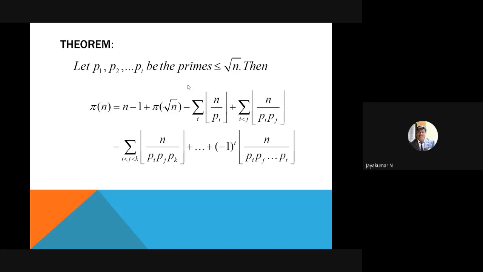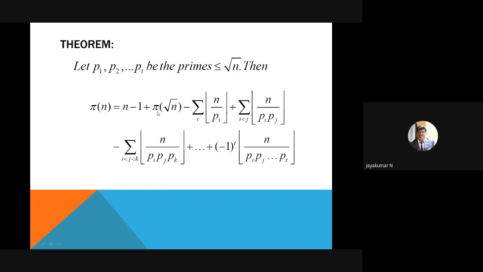Similarly here, first I have to collect the floor functions of n divided by a single prime. The next one is n divided by the collection of 2 primes, all the collections of 2 primes. The next one is n divided by the collection of all 3 primes, then 4 primes, 5 primes, and so on. First I start with a plus symbol, next minus, third plus, then minus, and so on.